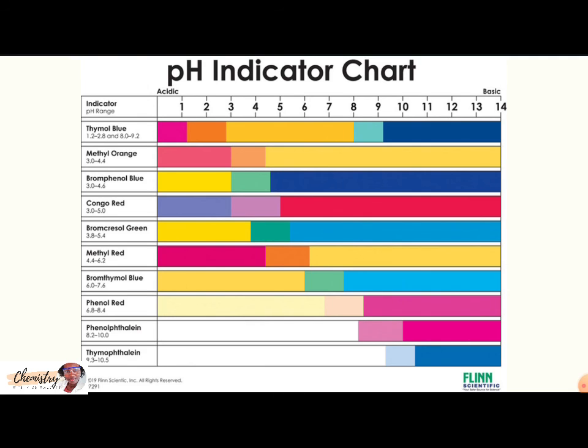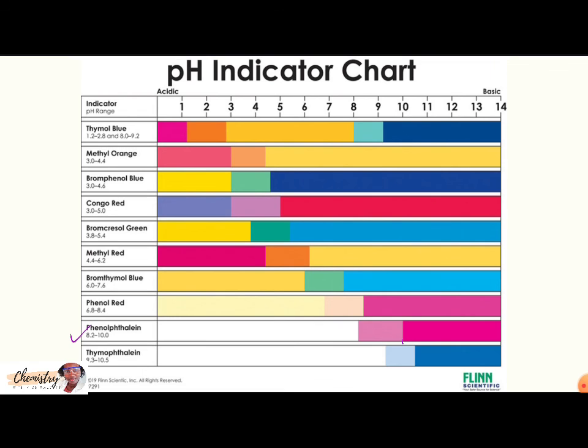So again, I'll just highlight the ones that we should be a little bit familiar with. For phenolphthalein, according to this chart, we have phenolphthalein being colorless in an acid. At a pH of 8.2, we would notice that the color would start to change, and by the time it gets to a pH of 10, we're going to have a bright pink color.